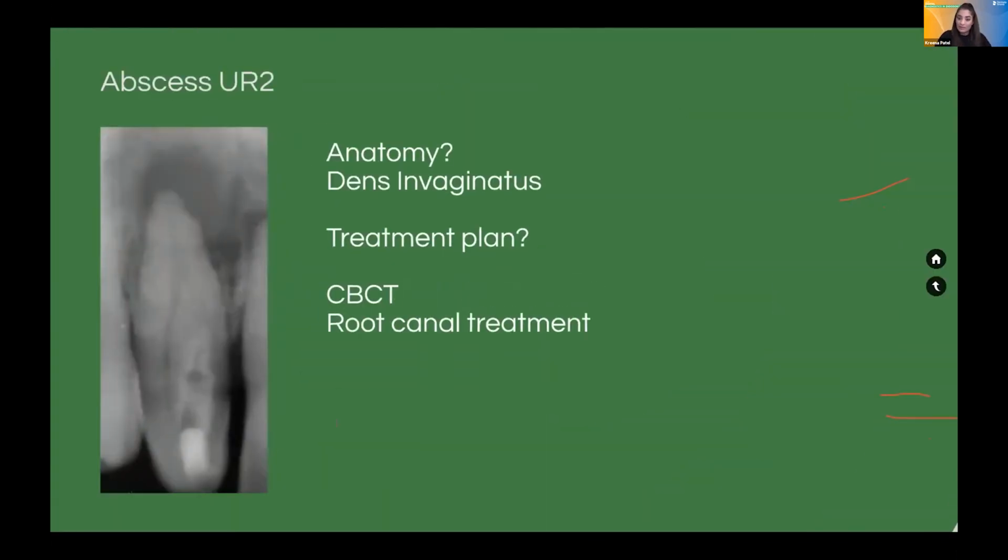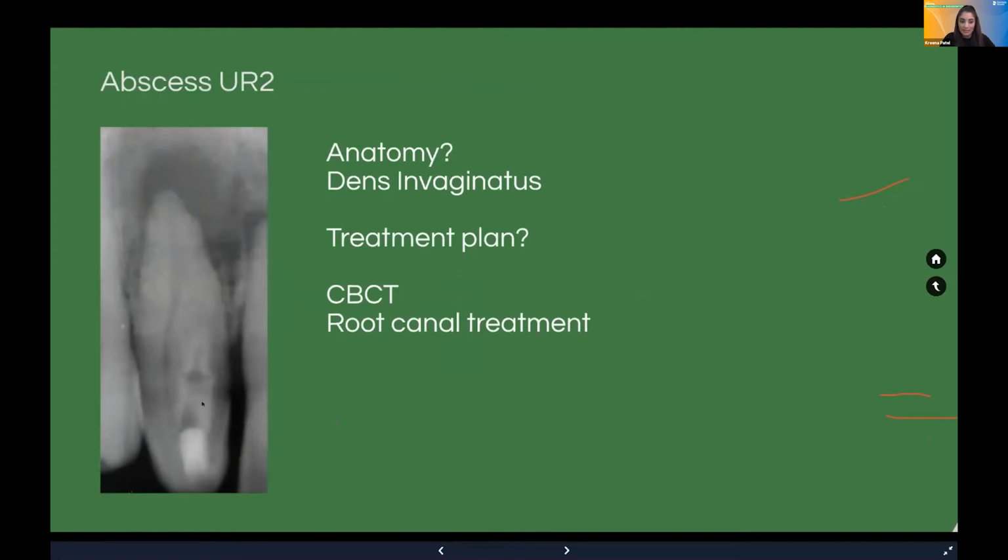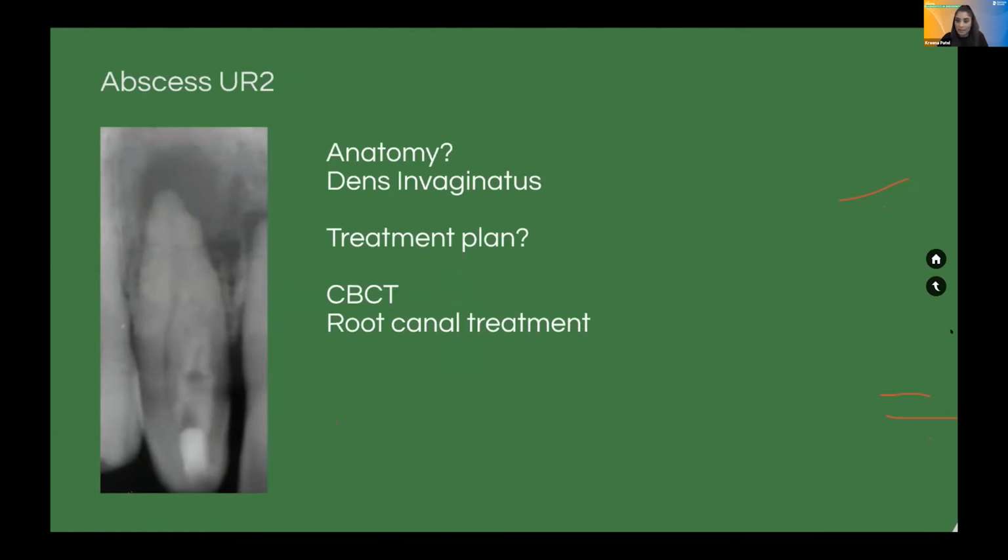It also helps us for really complex anatomy. So this case is a dens in dente or a dens invaginatus. So a tooth within a tooth. And you can see here, this is the invagination, and this is the root canal that's sort of wound around the invagination. So prior to even thinking about treating a tooth like this, we need a cone beam CT.